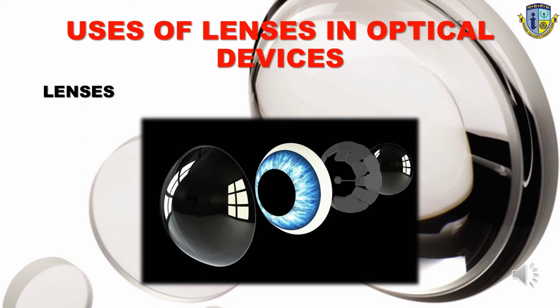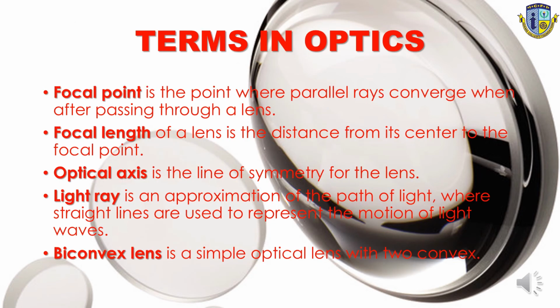Lenses. A lens is a transparent optical device used to converge or diverge transmitted light and to form images. There are terms in optics. Focal point is the point where parallel rays converge after passing through a lens. Focal length of a lens is the distance from its center to the focal point. Optical axis is the line of symmetry for the lens.